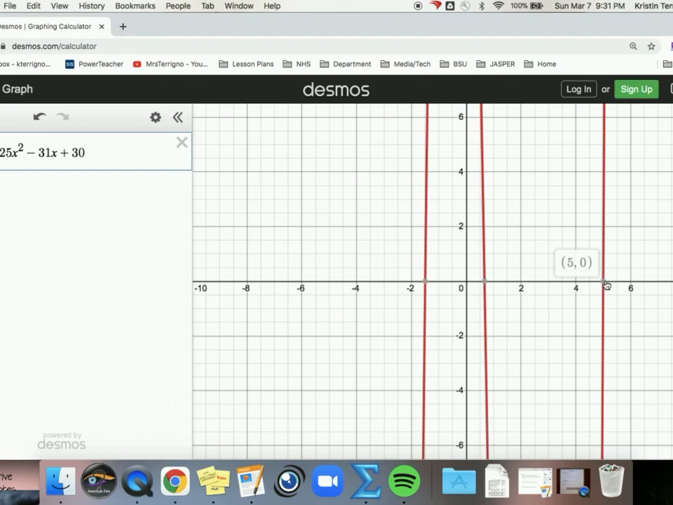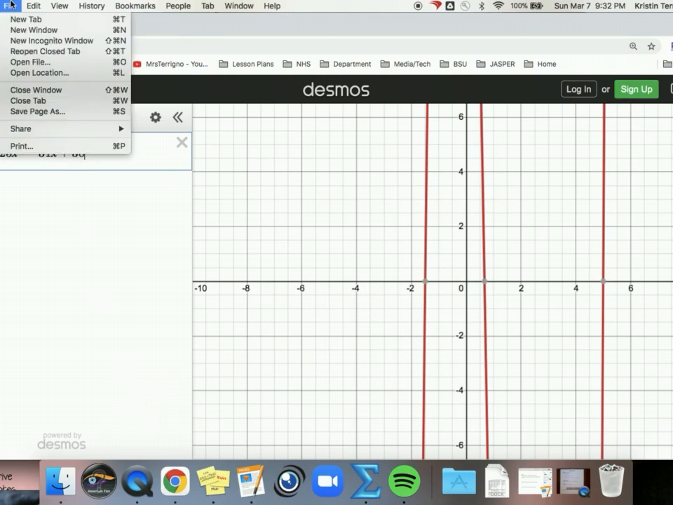So I have found my three zeros. And now what I can do is take those three zeros, or those three roots, and turn them back into factors. Okay, so let me show you that real quick.